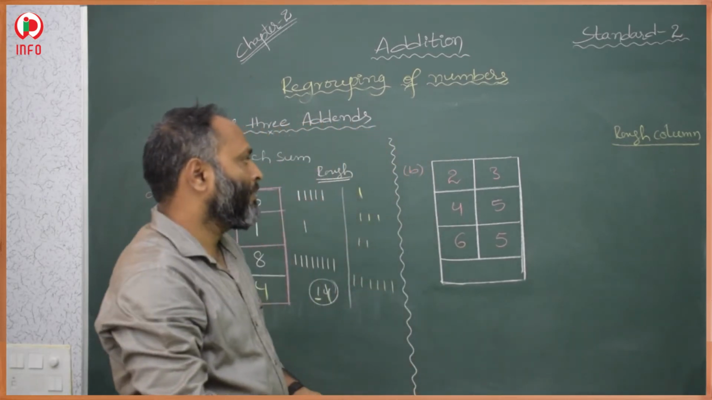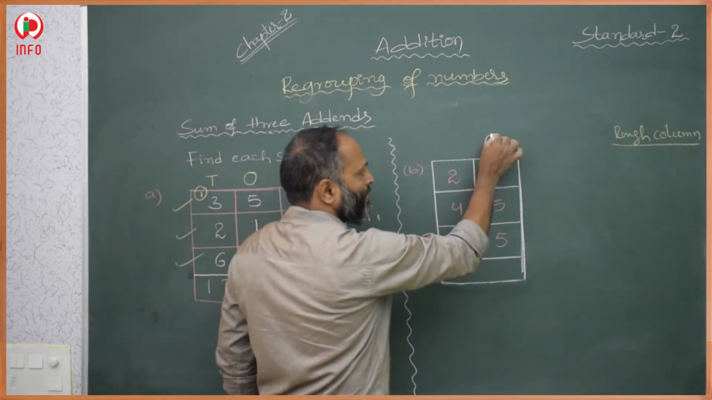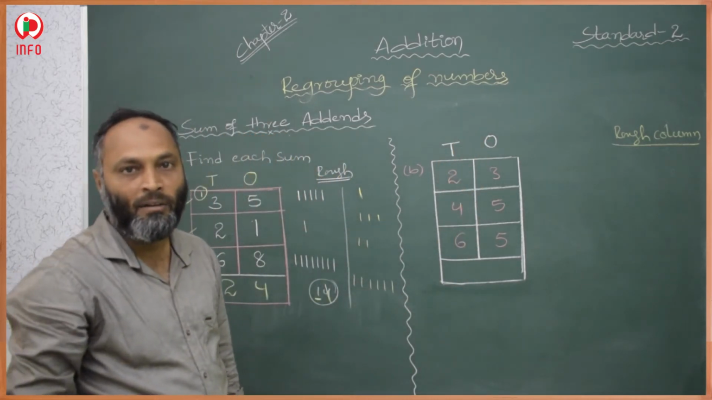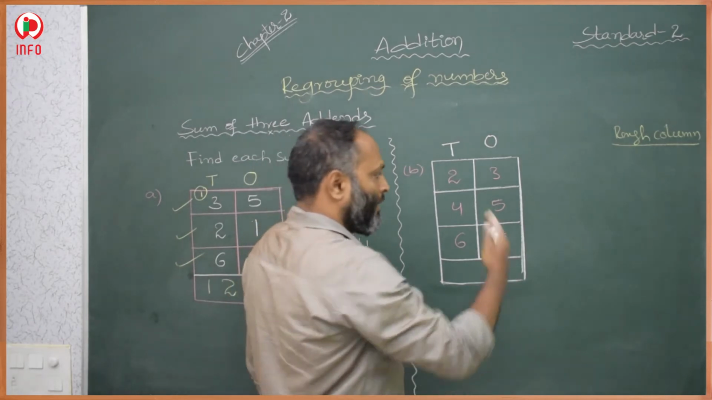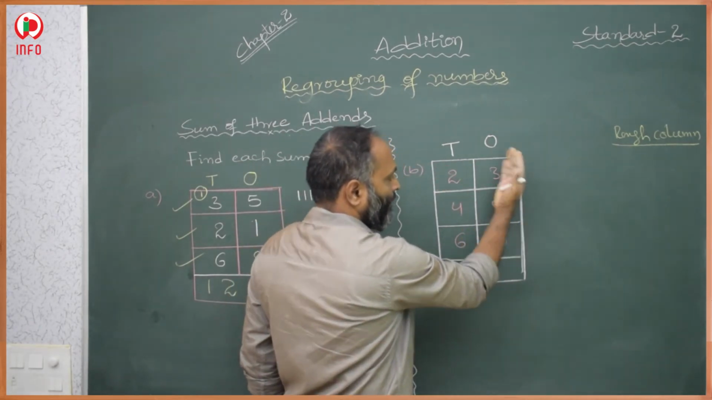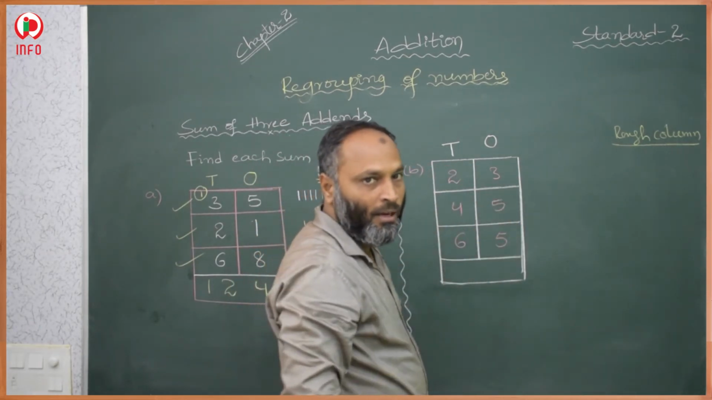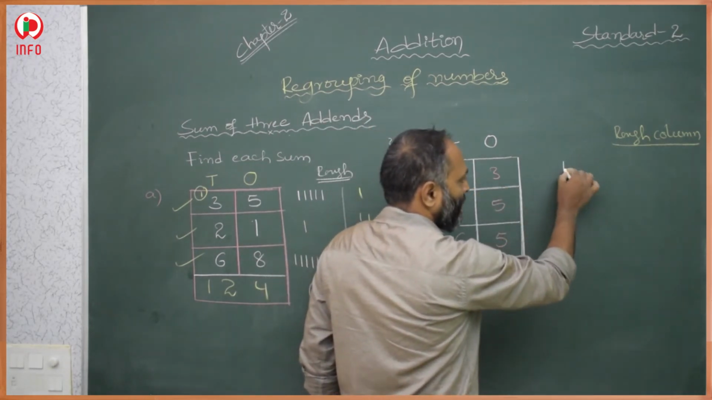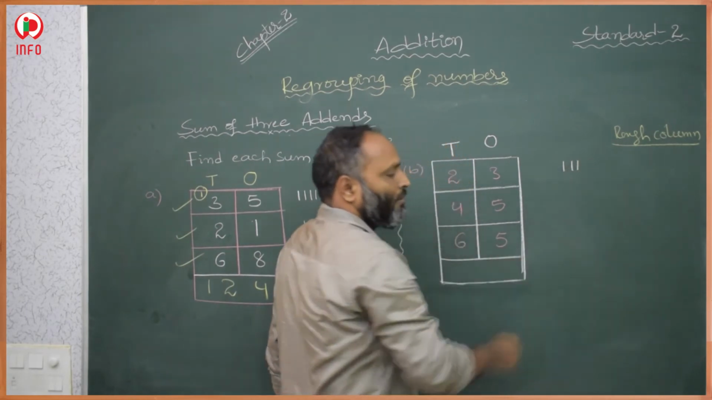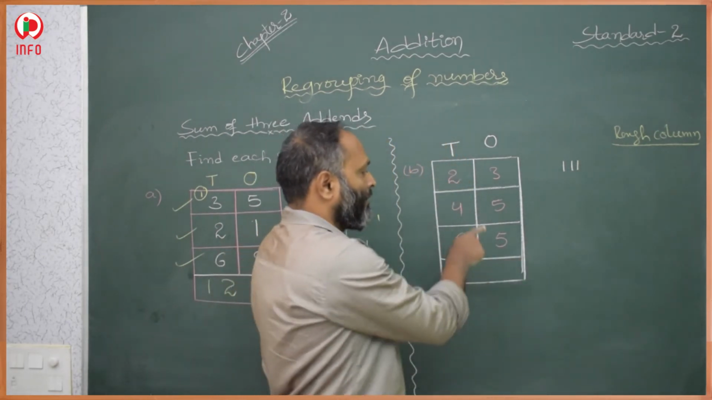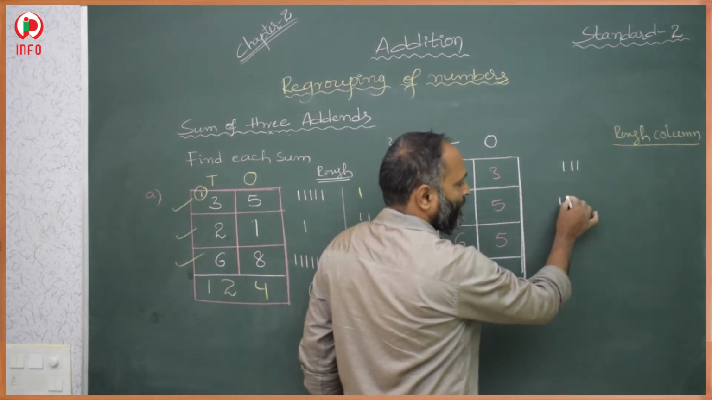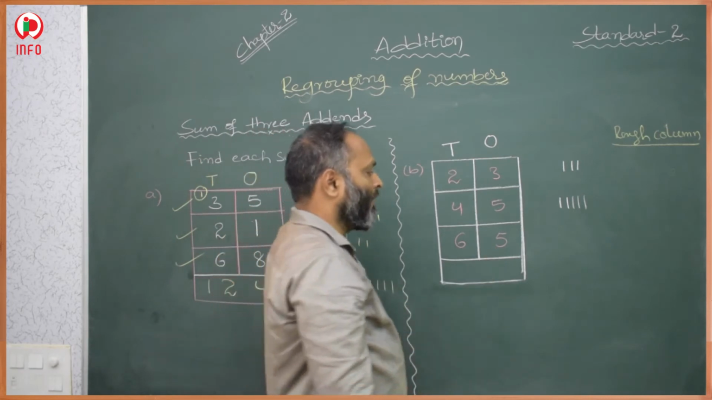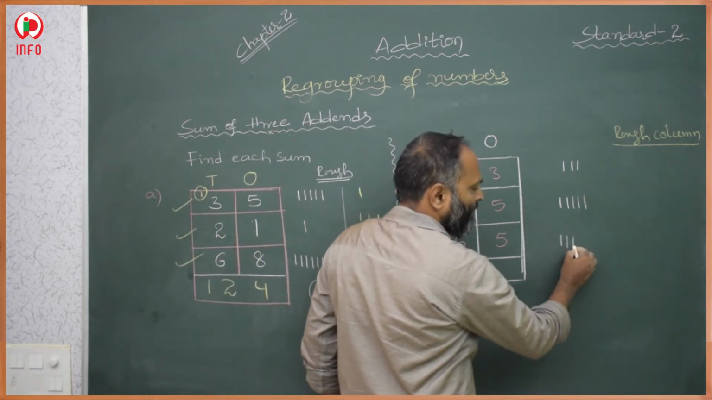Then how to add? First the place values. This is the ones place value and this is the tens place value. First we add the ones place values, which means we have to add from right to left. In the right place value first 3 is there, so draw 3 lines: 1, 2, 3. This is in our rough column. Then 5 lines: 1, 2, 3, 4, 5. Then again 5 lines: 1, 2, 3, 4, 5.